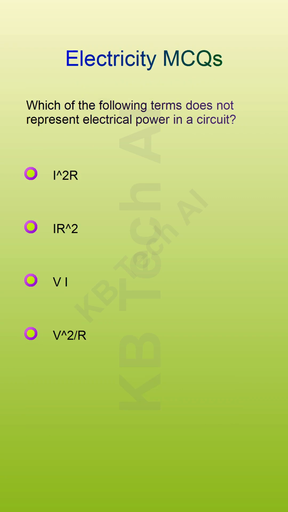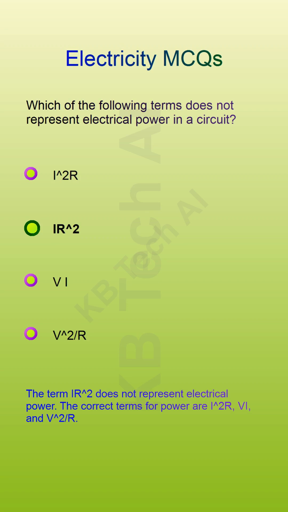Which of the following terms does not represent electrical power in a circuit? Option 1, I squared R, option 2, I R squared, option 3, V I, option 4, V squared divided by R. The answer is option 2, I R squared.